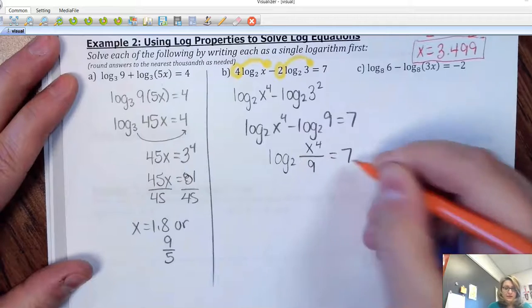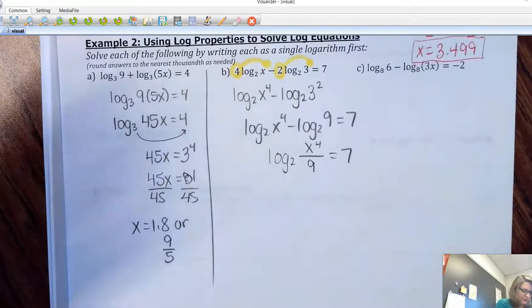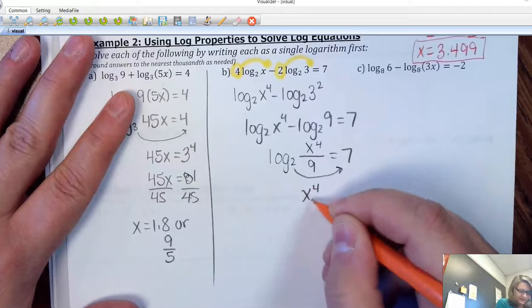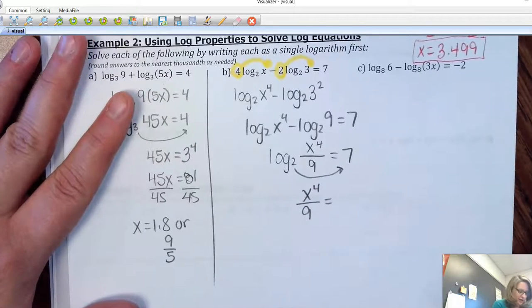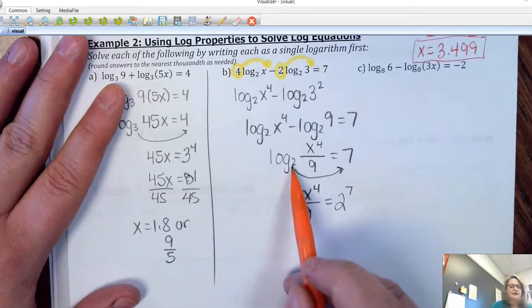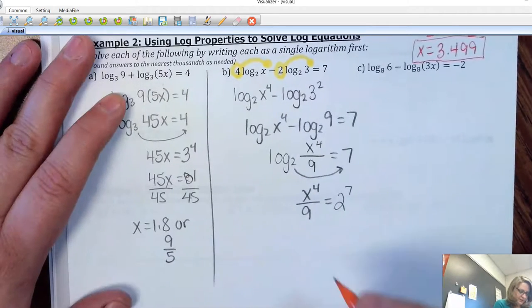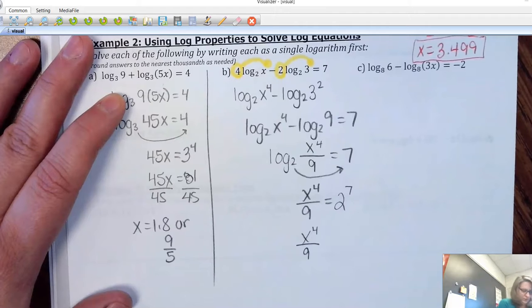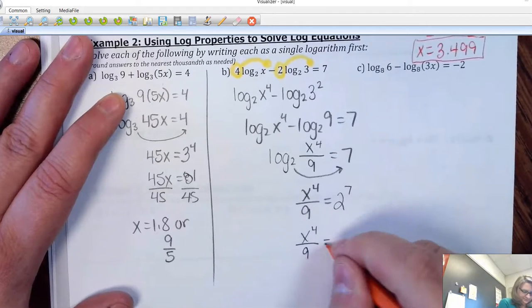Now, once I have that, I can get rid of the log by changing this to an exponential. So x to the 4th over 9 is going to stay where it's at. Base of the log is going to become the base of your exponent. So 2 is pushing that 7 up in the air. And 2 to the 7th power, I'm going to do on my calculator real quick, is 128.